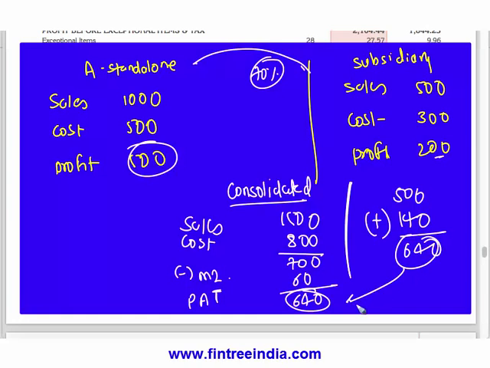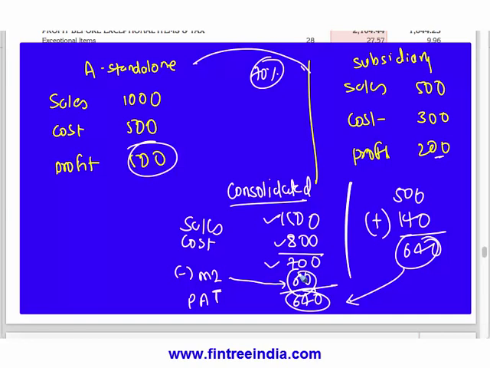640. But instead of doing it, what you did is, you said consolidated sales 1500, consolidated cost 800, consolidated profit 700. But out of that profit, minority shareholders can take away 60. They cannot take away, but it belongs to them. 60 belongs to minority shareholder. Therefore, your profit is 640.